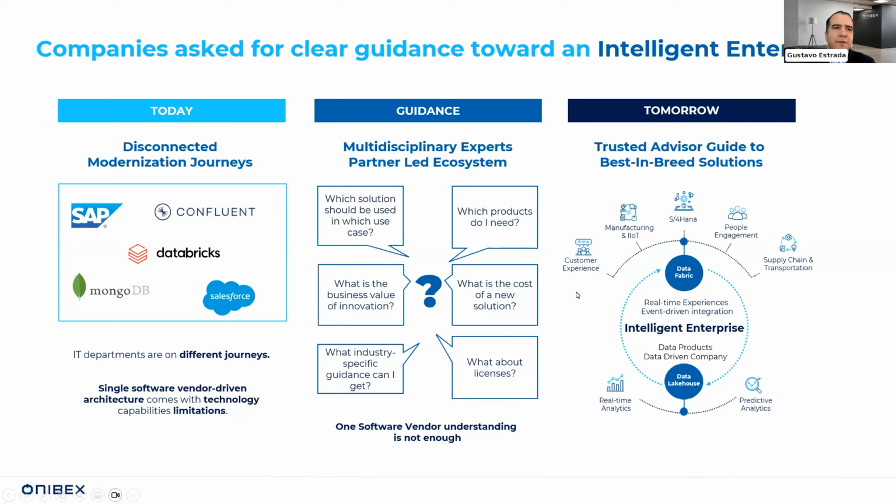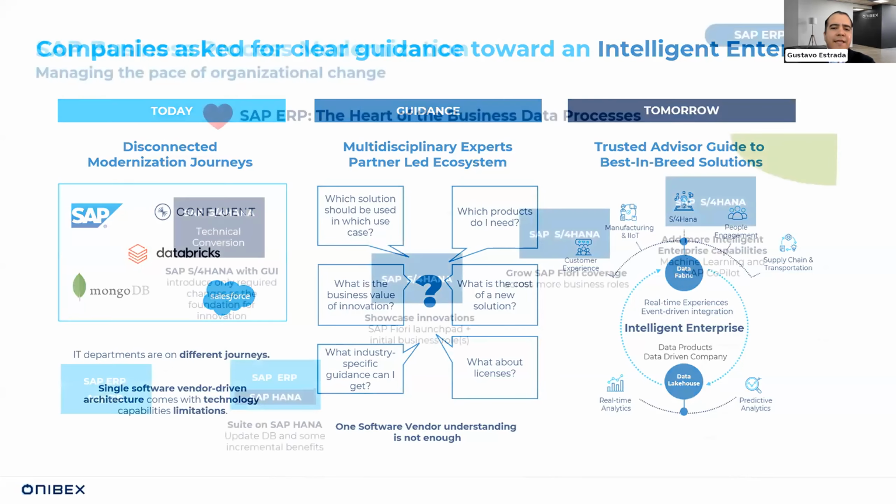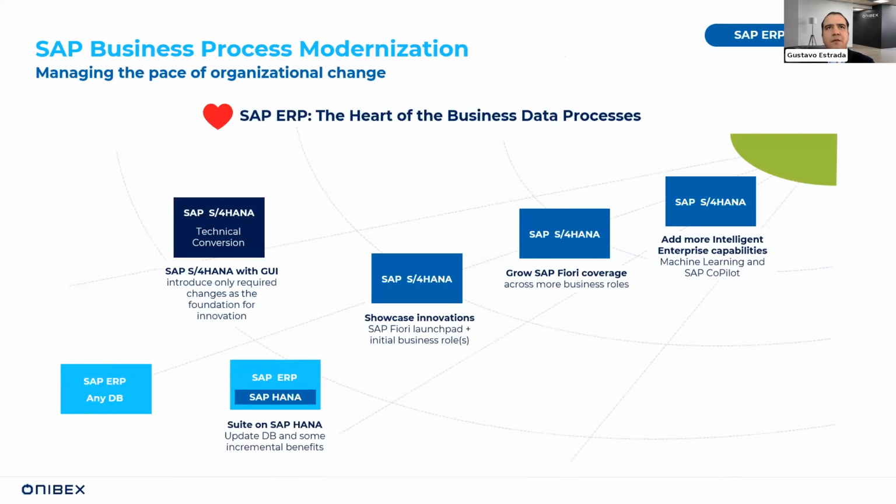So in today's reality, we cannot be a one single vendor architecture because then we're not going to get the best of all worlds. So we get it.